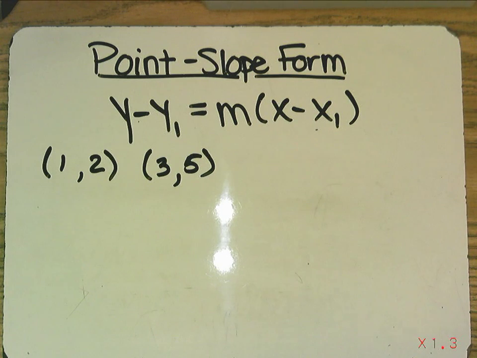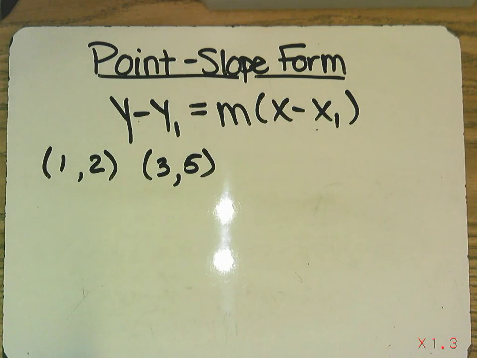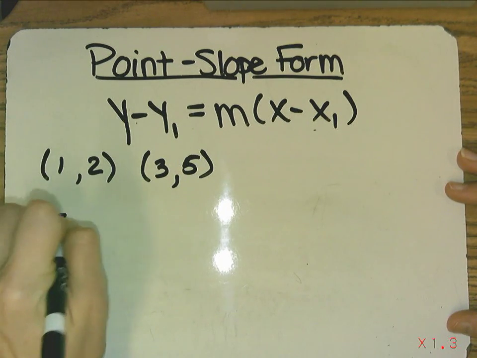But they didn't give us a point. Well, they gave us 2 points. And they didn't give us the slope, but we know that we can find slope given any 2 points. So we're going to need our slope formula.